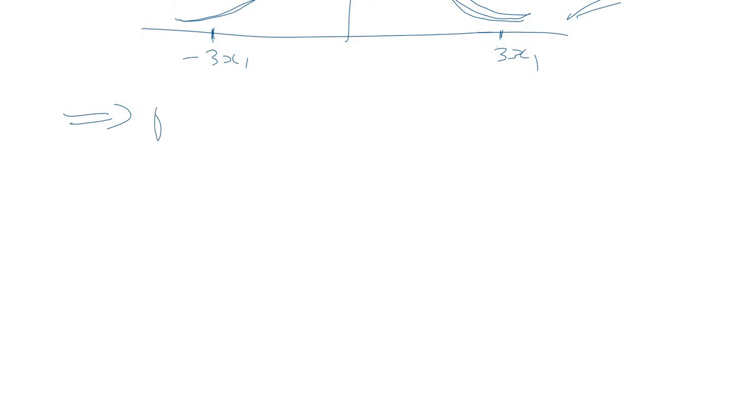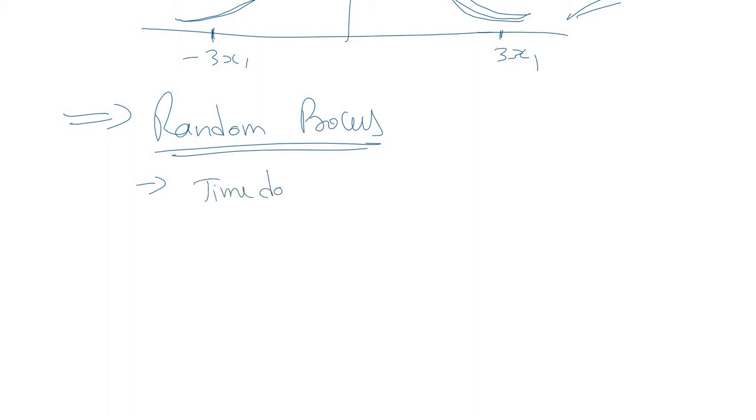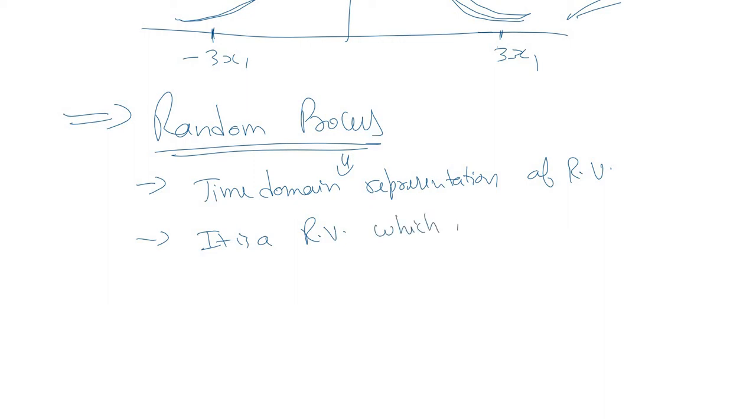Next we have is the concept of random processes. We can simply define random processes as the time domain representation of a random variable. Random process is nothing but the time domain representation of the random variable, or it is a random variable which is a function of time.